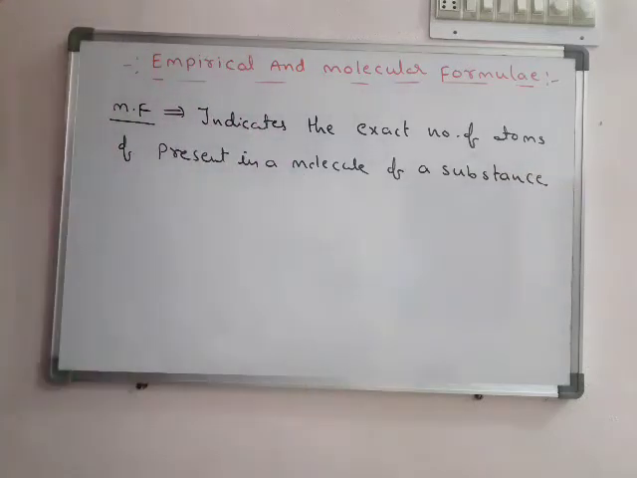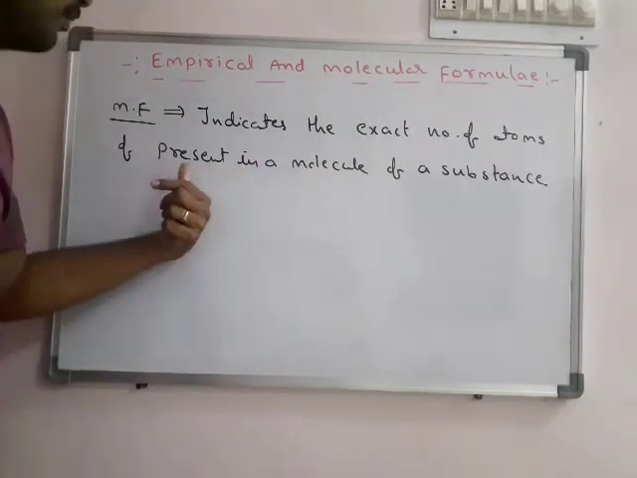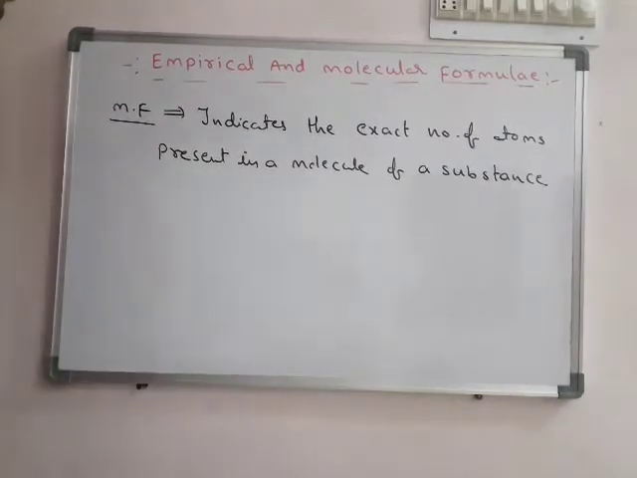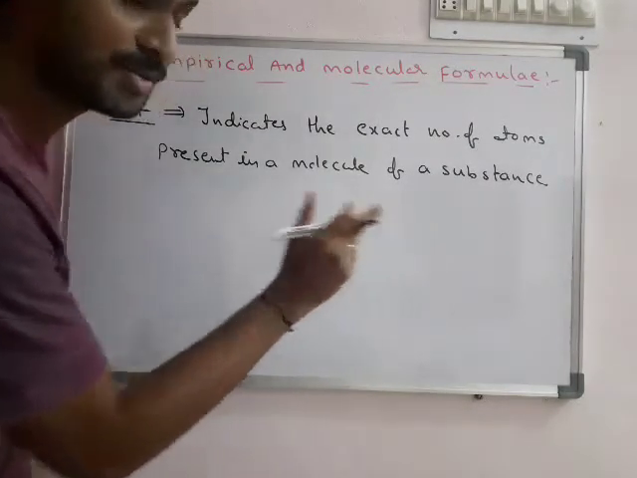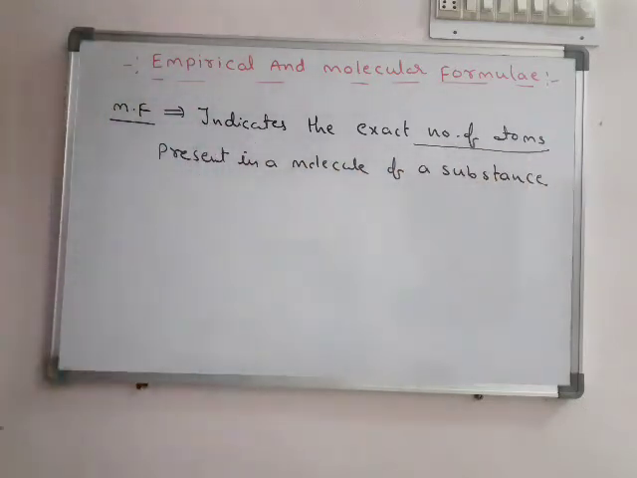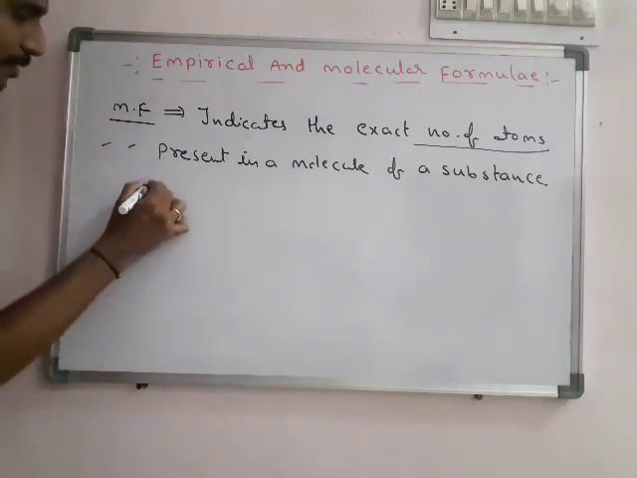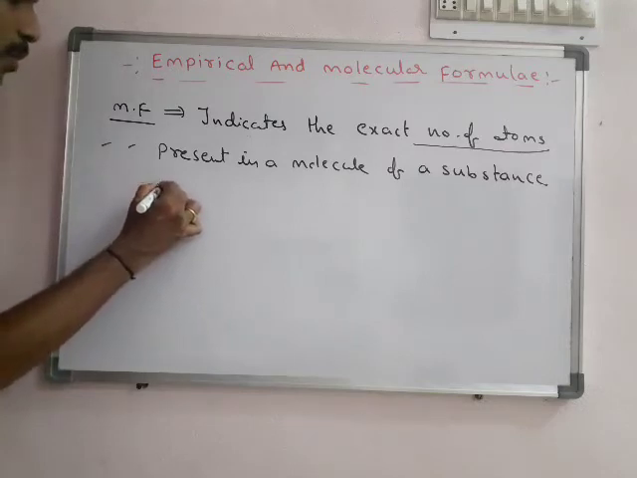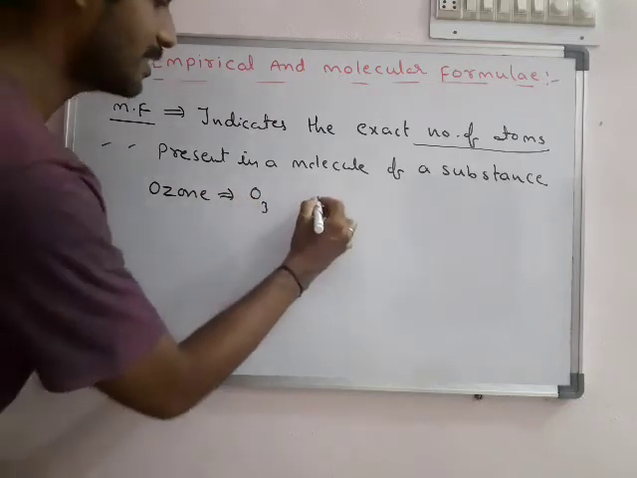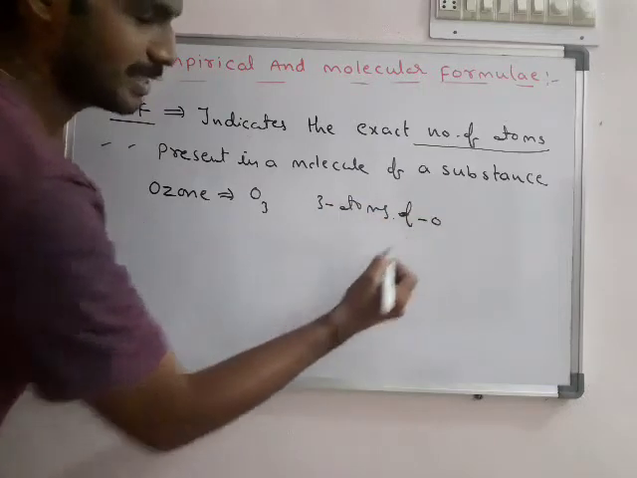Okay, so here an important point: it indicates the exact number of atoms of the same element or different elements. Here we must mention same element or different element. For example, if you take the molecular formula of ozone, what is it? O3 means one ozone molecule contains 3 oxygen atoms.